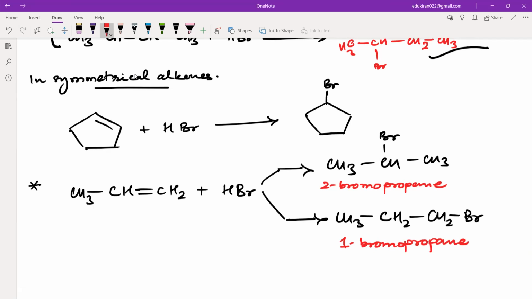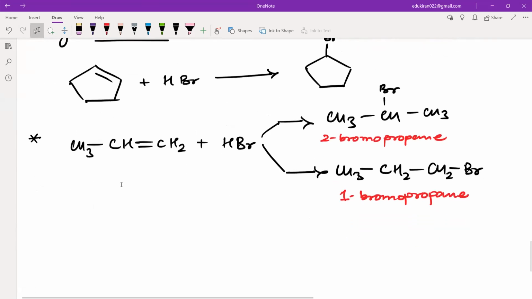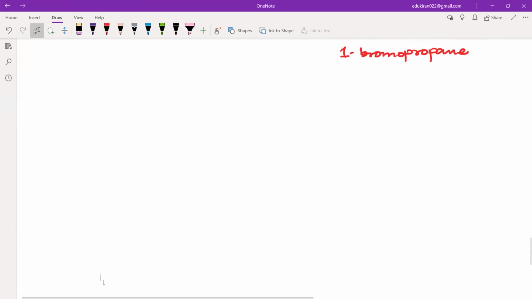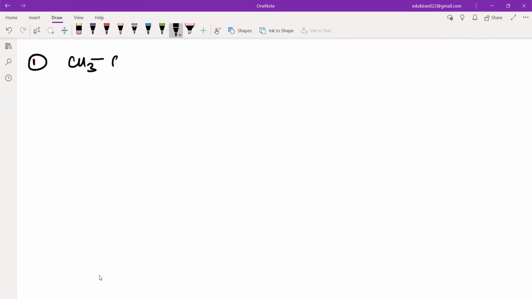Now what is going to be major? So before going into reasons and all, I will give you guys two things. I will write a reaction, and you remember these two reactions only. The first reaction is CH3 CH double bond CH2 plus HX, where X is equal to chlorine, bromine, and iodine.